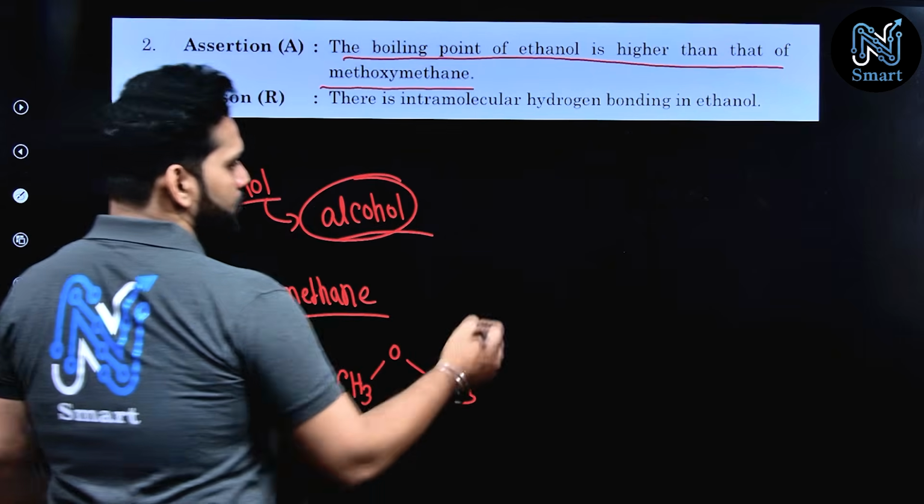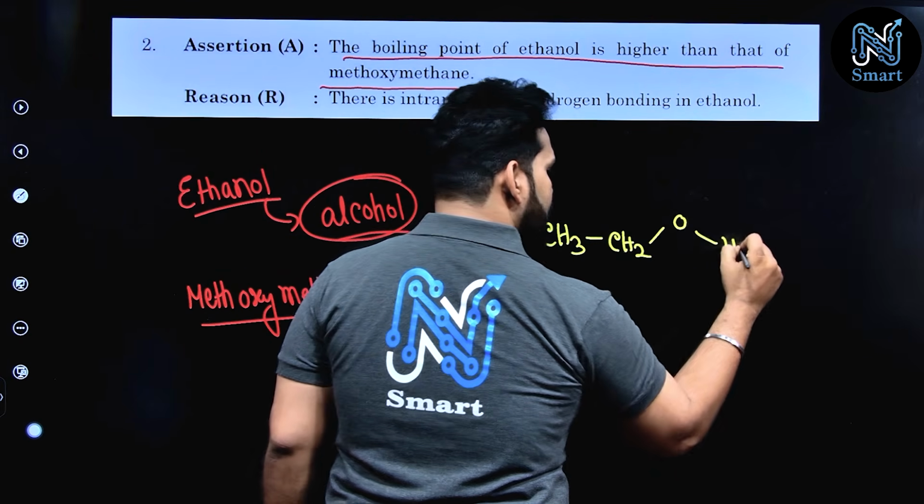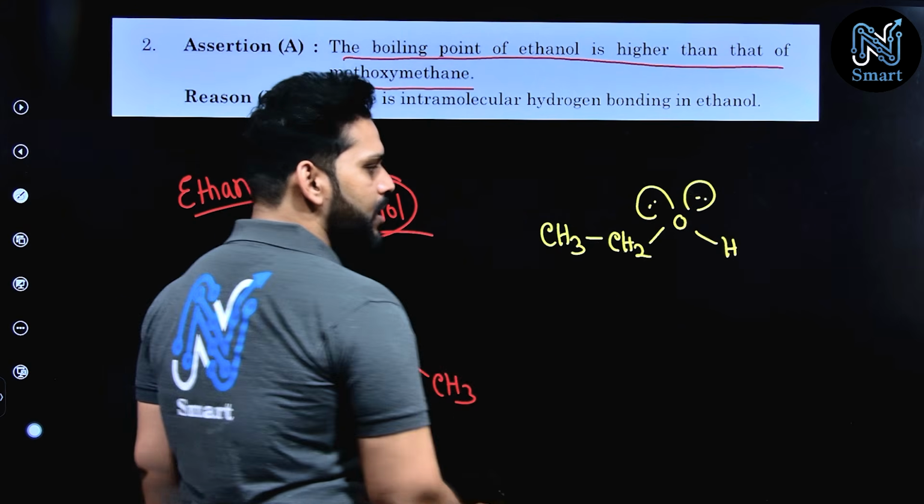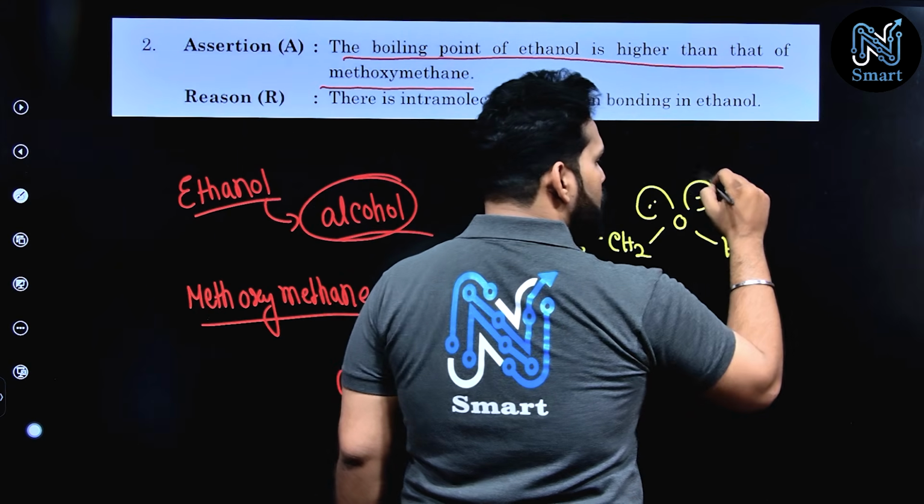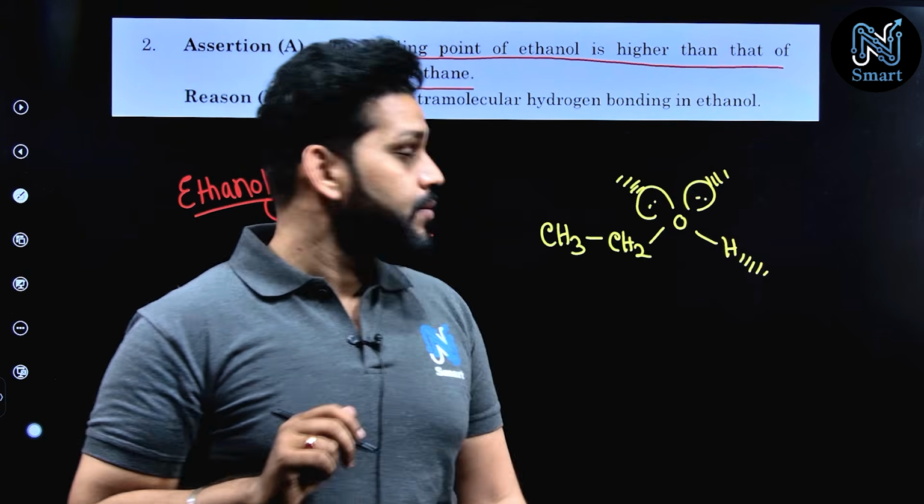Now guys, ethanol. Let's draw this. Ethanol means 2 carbon alcohol. Can you tell me how many hydrogen bonds it is capable of making? How many centers are there? 3. 1, 2, 3.